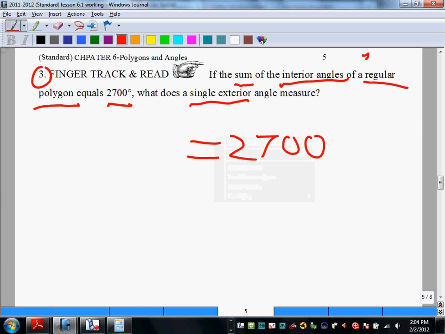So what equals 2,700 is the easiest question. The sum of interior angles. It's interior, so it's n minus 2 times 180. If you were to solve for n there, what would you do first? Divide by 180, and then you can put it on the calculator.